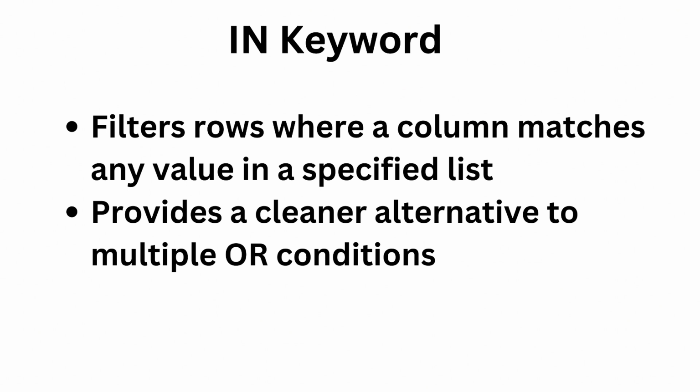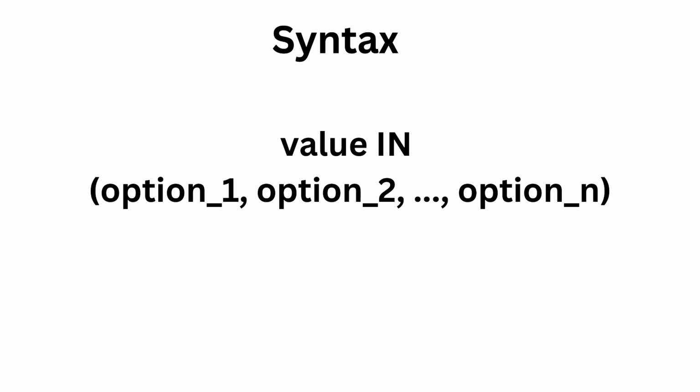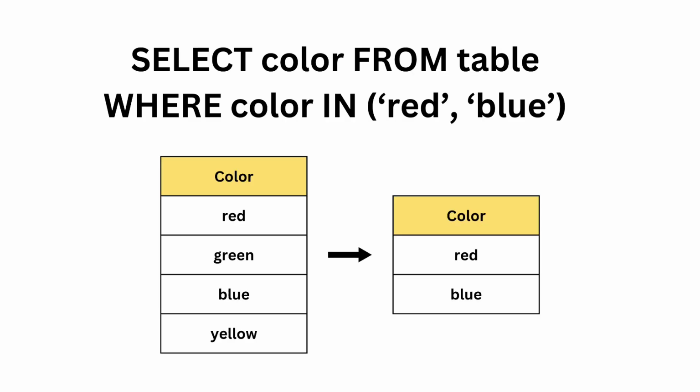So you can check something like where name in Zach, David, and Claire. So the general syntax will be something like this: value in, and then a bunch of options. So, for example, an example query could be select the color column from table where color in red, blue. So note here that the options are in this little list in parentheses, and then we use the in operator to basically specify that we're checking for the color condition that happens to be either red or blue.